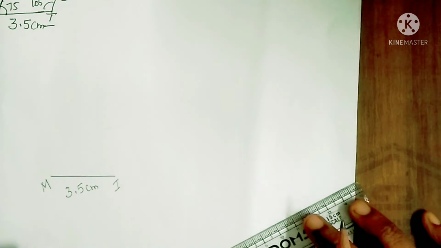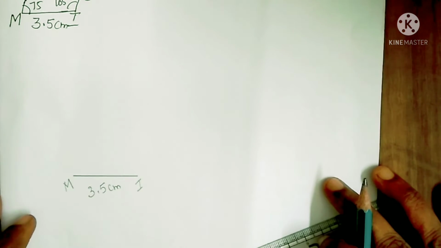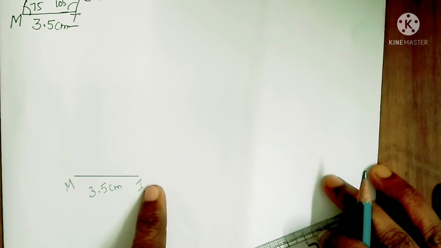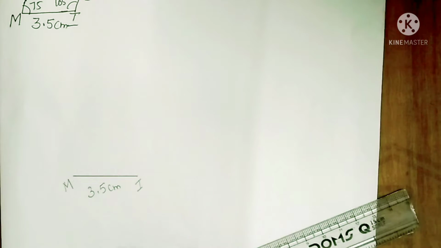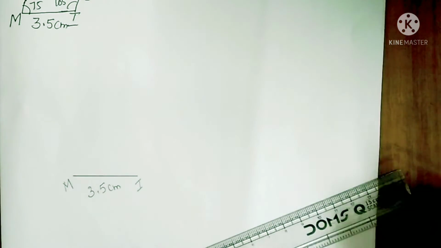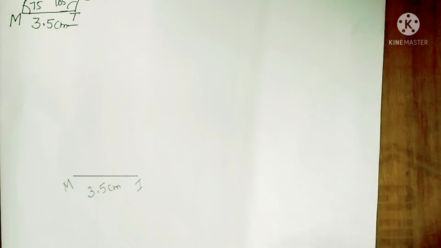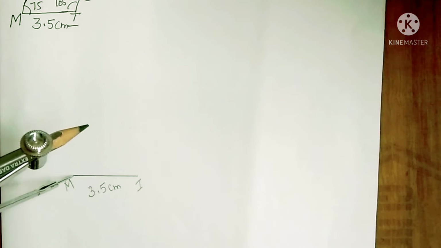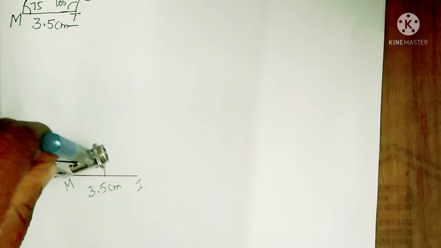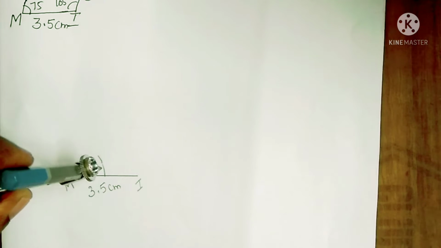Now you need to make an angle of 75 degree at M and 105 degree at I. So you know how to make 75. 75 is equal to 60 plus 15. So first we will make a 60 degree angle, then a 120 degree angle, then a 90 degree, and then we will make 75 from that. So let us see that first.